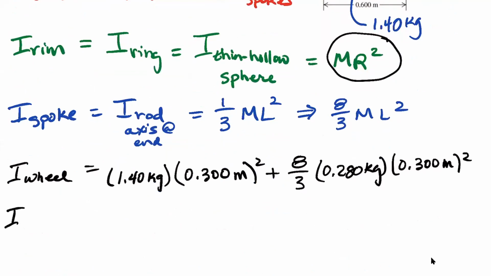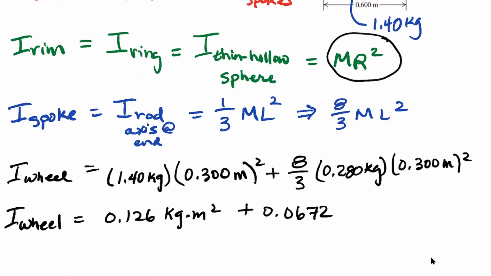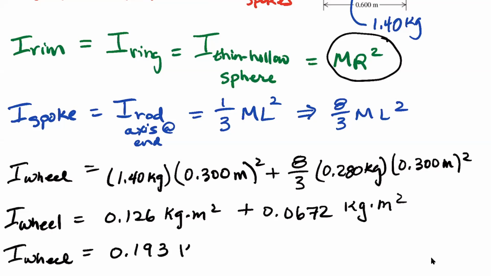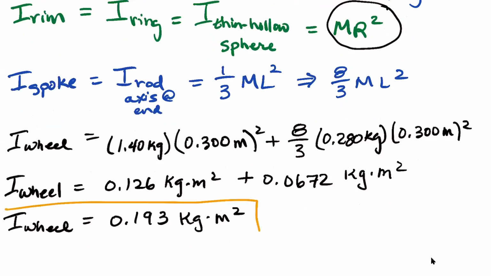So our wheel has a moment of inertia of 0.126 kilogram meter squared plus 0.0672 kilogram meter squared, which gives us a total of 0.193 kilogram meter squared. And that would be our answer for this problem.